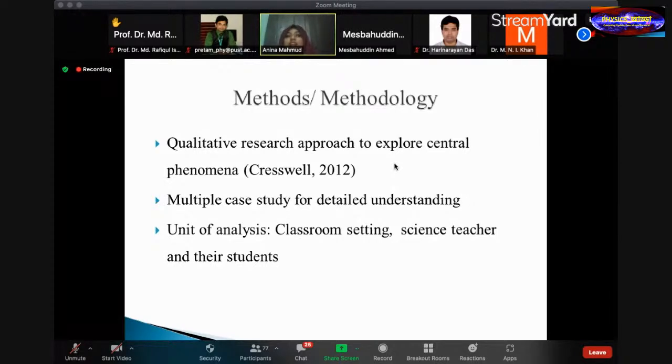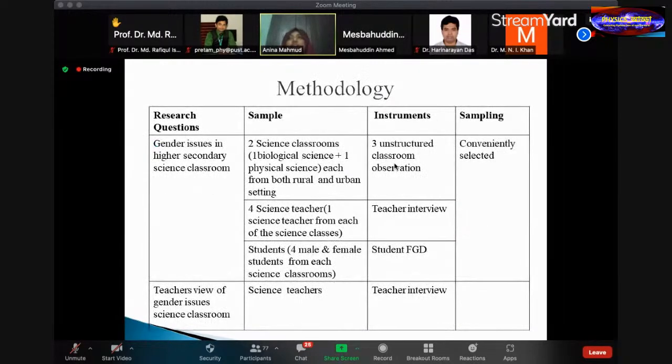We selected a teacher, a science classroom, and her students, four male students and four female students, as a unit of analysis. We selected one physical science classroom and one biological science classroom, each from rural and urban settings, and we used three unstructured classroom observations, teacher interviews, and student FGDs as methods of data collection to answer our questions.